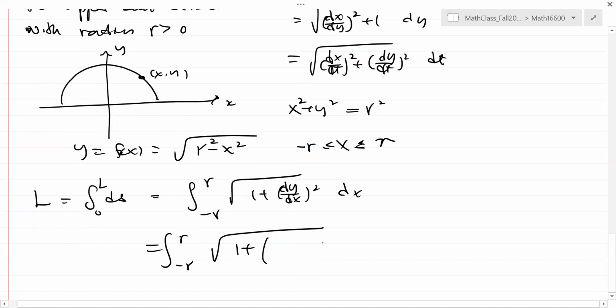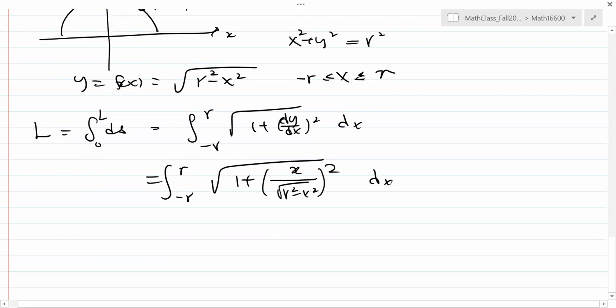Then you have to differentiate: the derivative of y with respect to x. I'm going to give you the formula right away. It's going to be this. Then you square it. It looks pretty complicated, but you just differentiate using the chain rule.